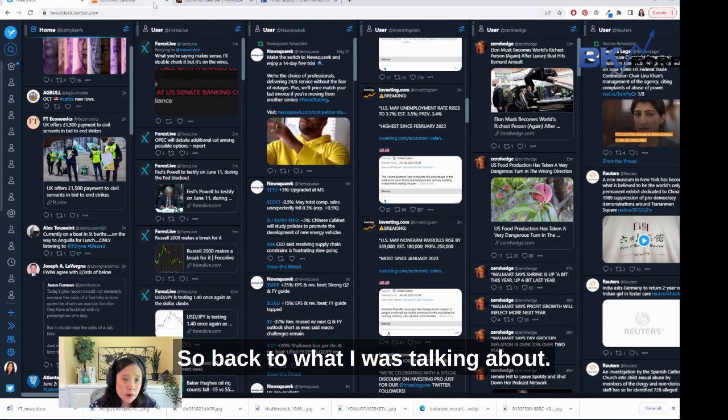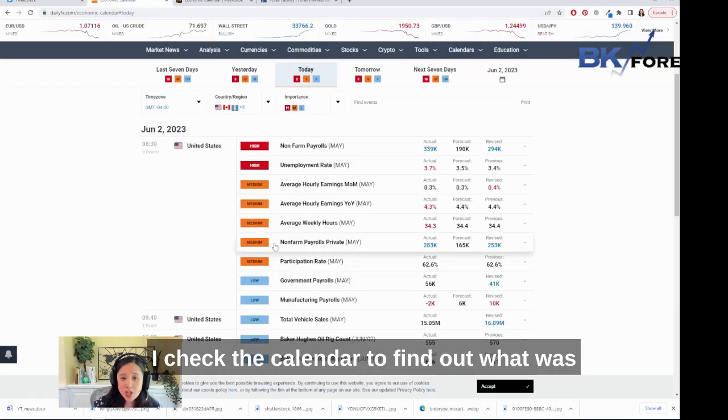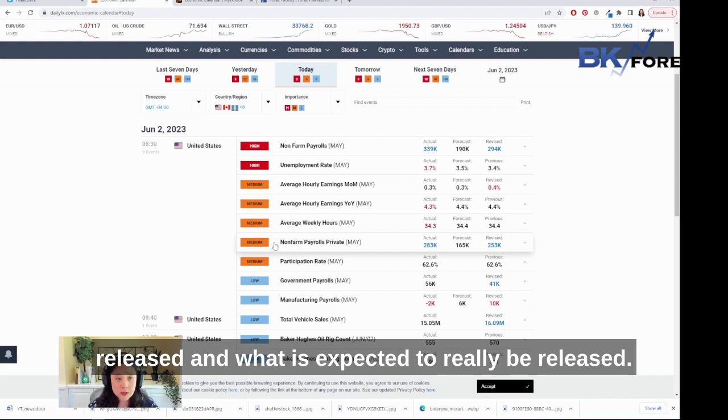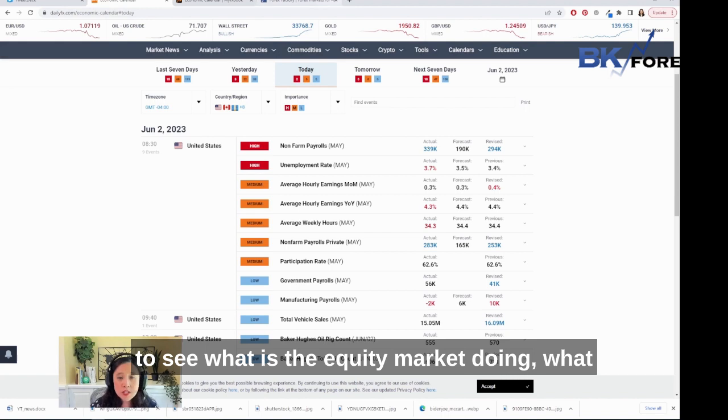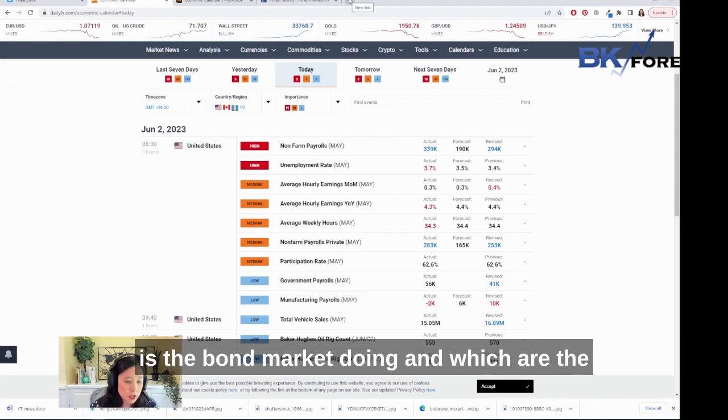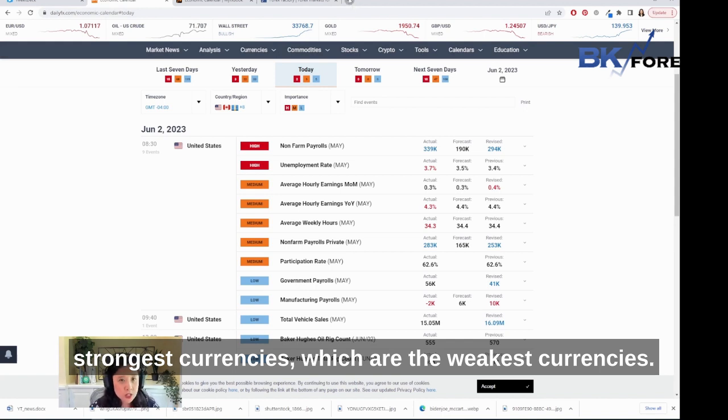So back to what I was talking about. The first thing I do in the day is I check the calendar to find out what was released and what is expected to be released. Then I will check my charts. I will check to see, what is the equity market doing? What is the bond market doing? And which are the strongest currencies? Which are the weakest currencies?